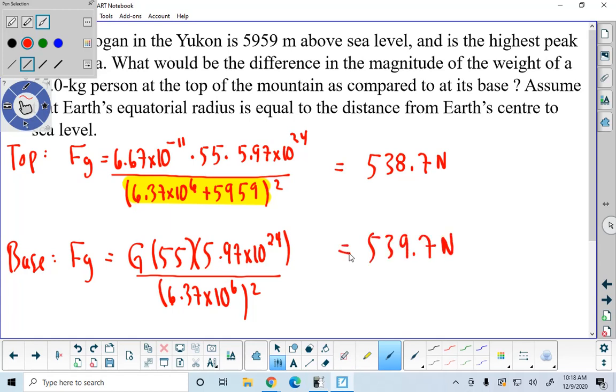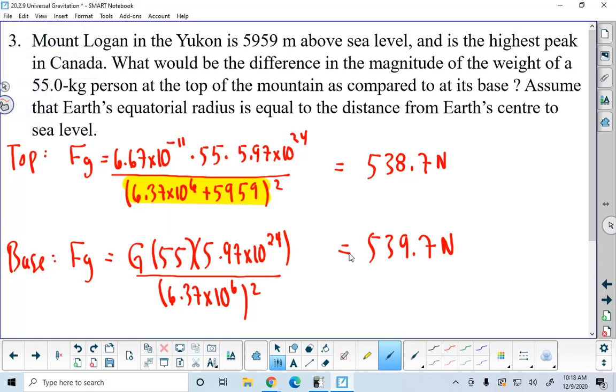So the person weighs approximately 1 Newton more at the base, or they weigh approximately 1 Newton less at the peak. So you want to lose weight, go to the top of a mountain. And by the way, you'll burn a lot of calories on the way, so you will truly lose weight in what you think of being weight loss. Any questions with number 3?